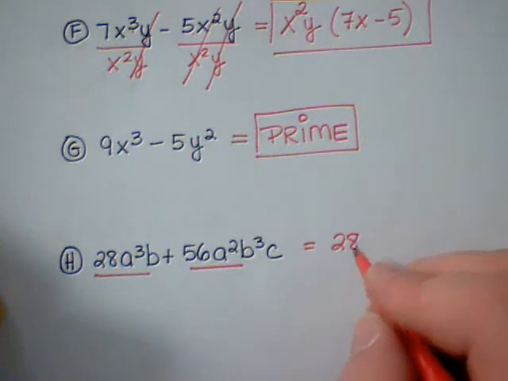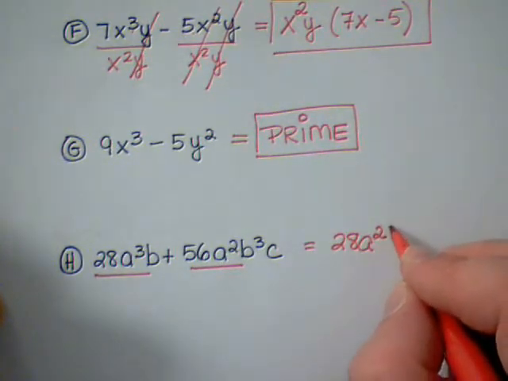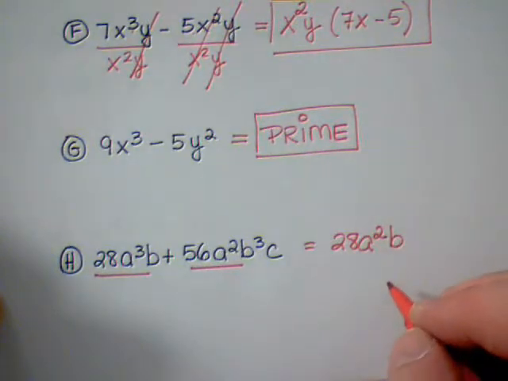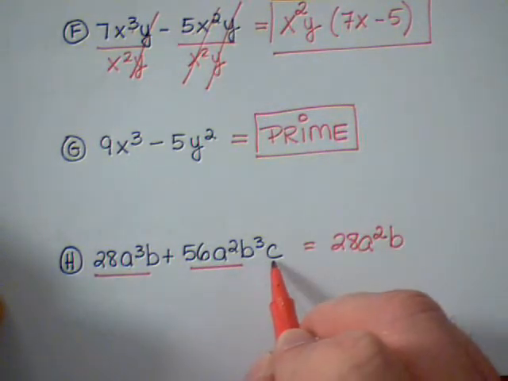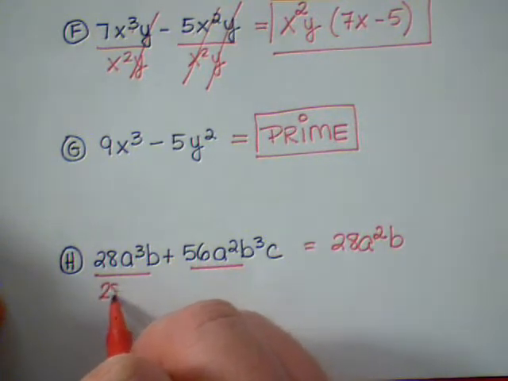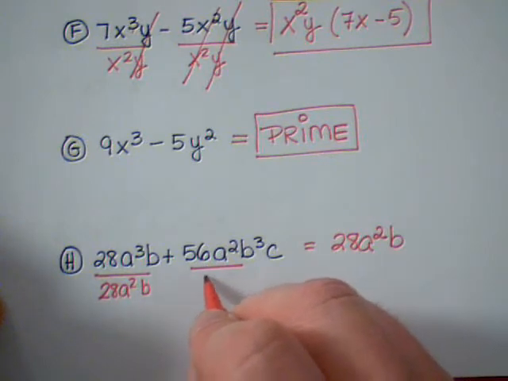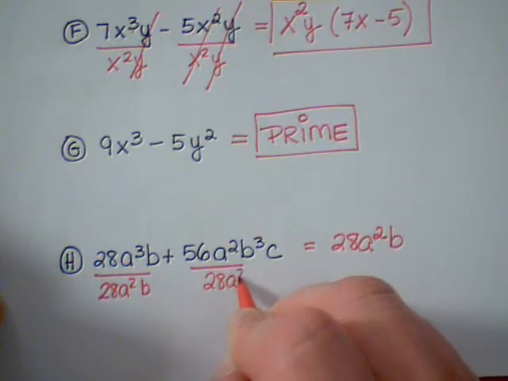And how many a's can I factor? Well, it'll be a to the 2nd. How about b's? b to the 1st. And I cannot factor out a c because c happens here, but not in the first term. So we're going to divide each term by 28 a squared b, 28 a squared b.